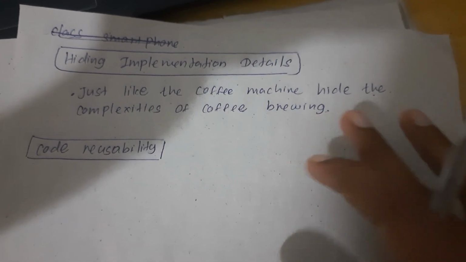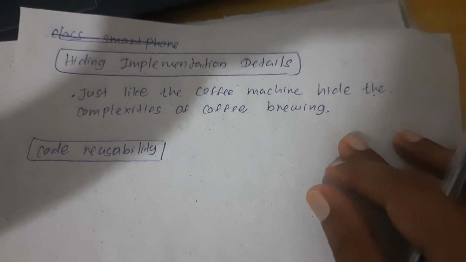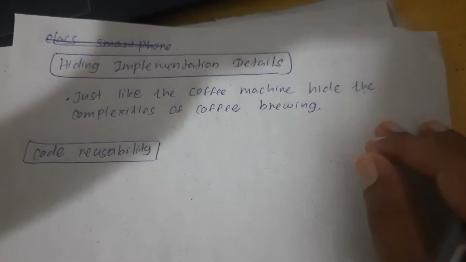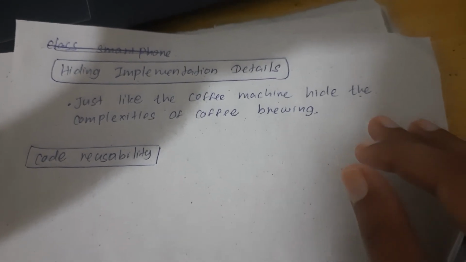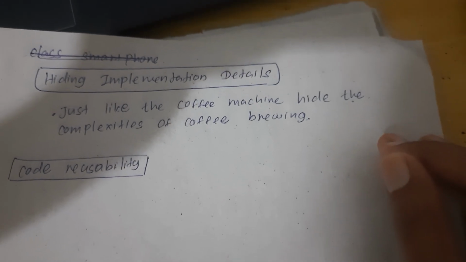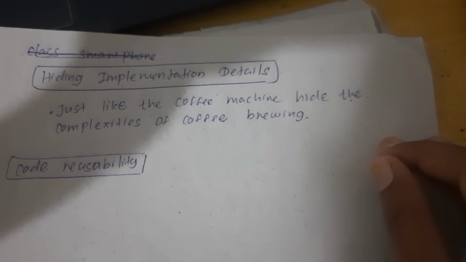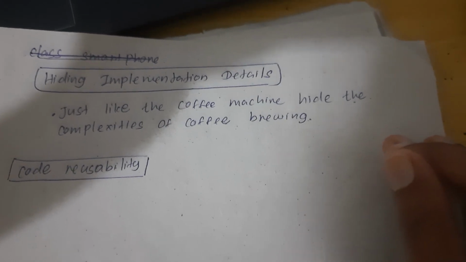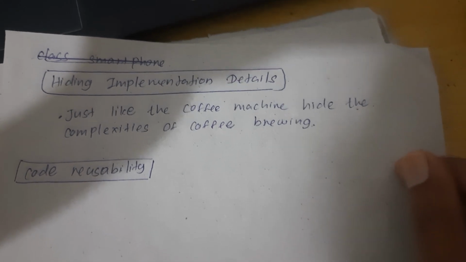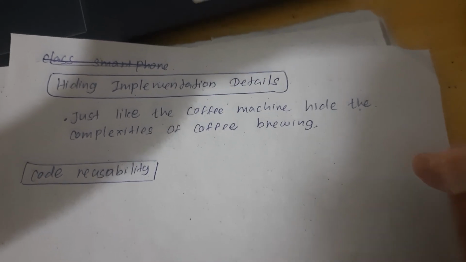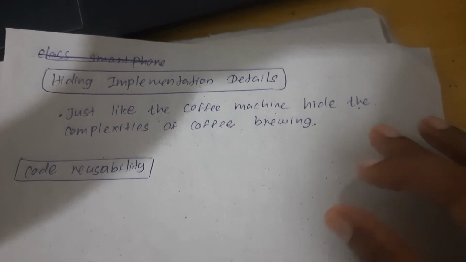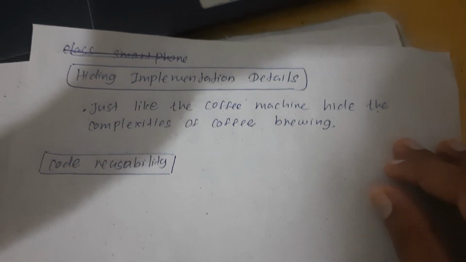Next, hiding implementation detail. Just like the coffee machine hides the complexities of coffee brewing, a well-designed class in OOP hides the implementation detail of its methods. The user of the class, or the client code, doesn't need to know how the set timer method works internally. They just call the method and expect a freshly brewed cup of coffee, or in programming terms, a desired output.